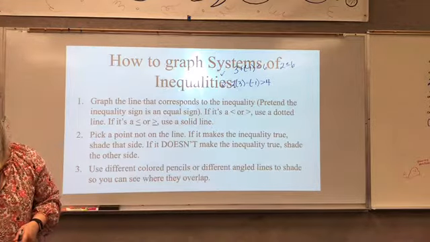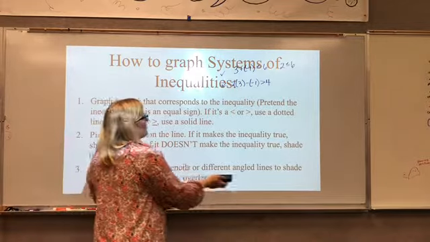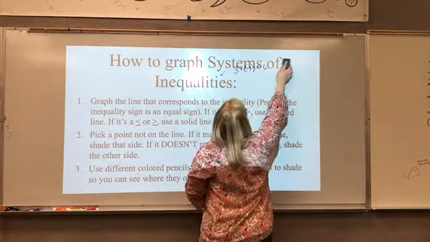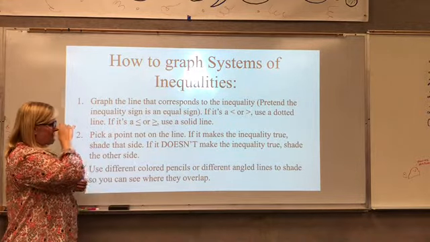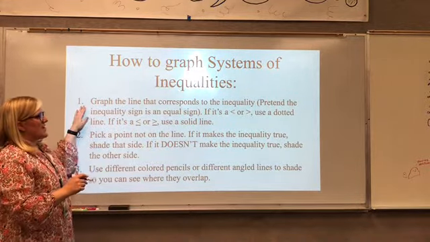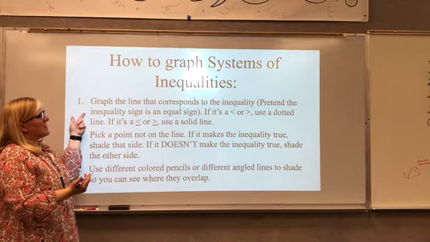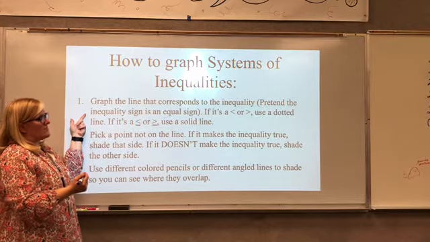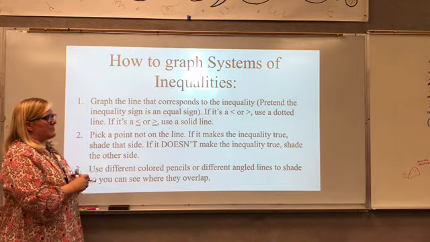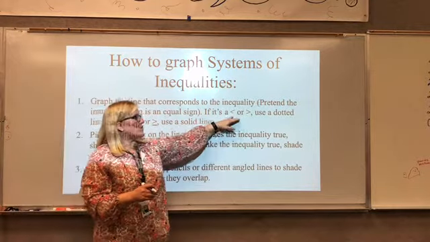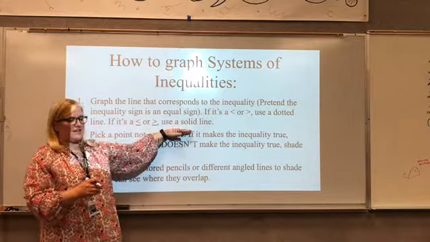All right, so how to graph systems of inequalities. You can write this down if you want to stop the video. It's pretty straightforward though, and I guess I can read it. Graph the line that corresponds to the inequality. So you just pretend that the inequality sign is an equal sign. If it is less than or greater than, use a dotted line. If it's like this, use a solid line.